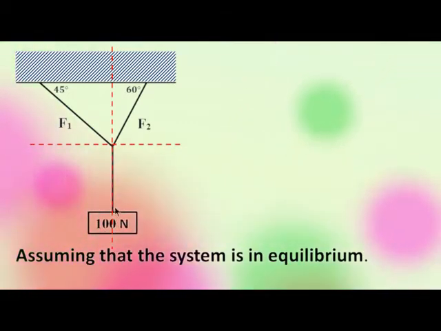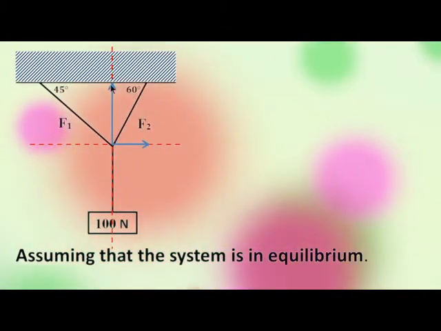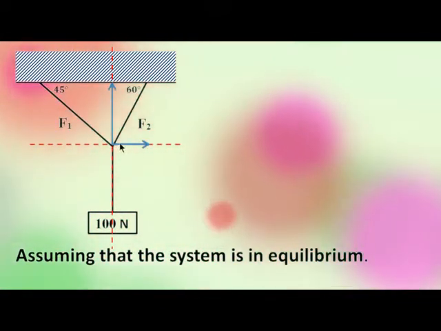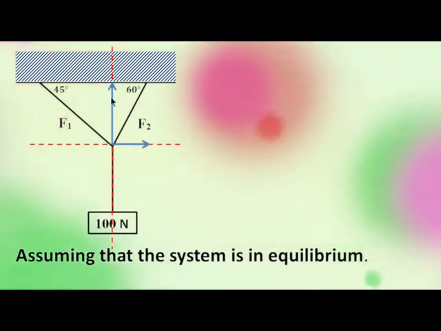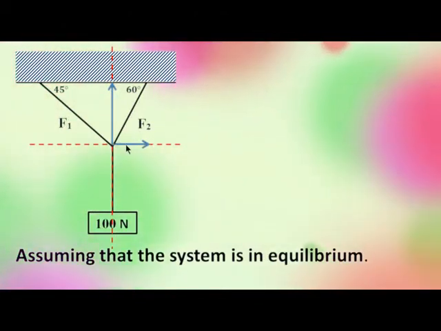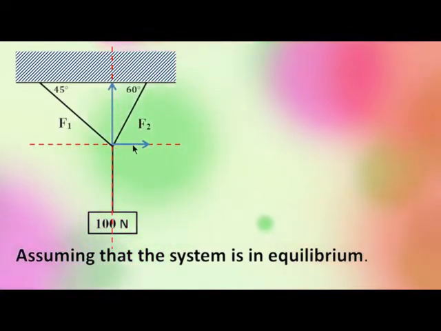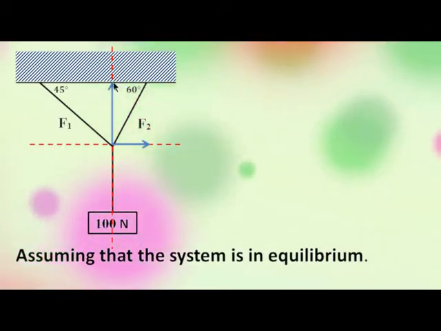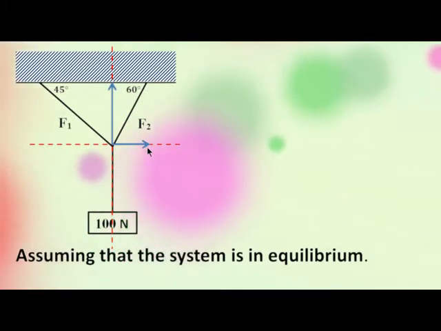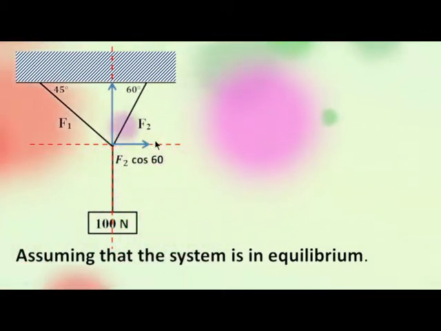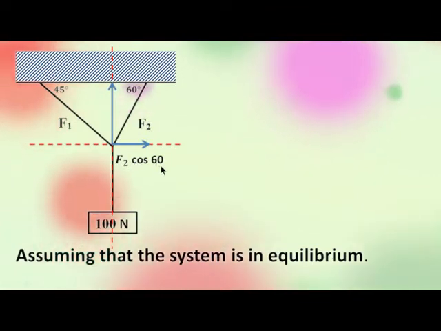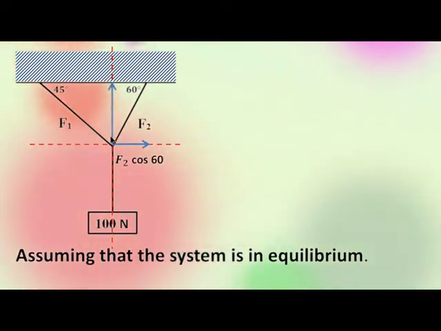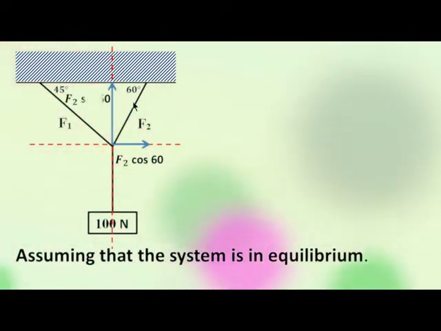The next force is F2. This is the i component of vector F2, and this is the j component of vector F2. The i component is the adjacent side of the angle, so the i component of F2 is F2 cosine 60. The j component is the opposite side of this angle, so it is F2 sine 60.